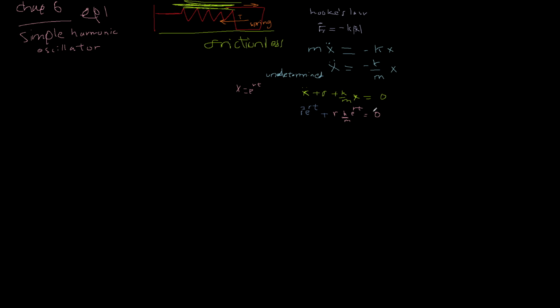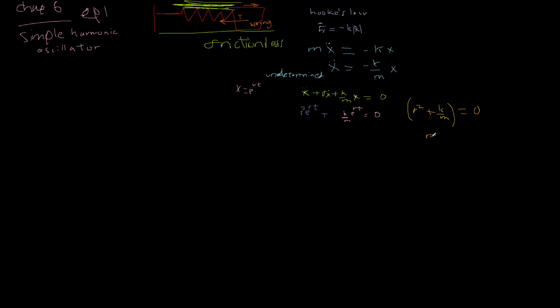All right. And what does that get? This x doesn't go anywhere. I made a mistake here. This x is here. Okay, so what do we get from this? Well, we can separate this out: r squared plus k over m equals 0.